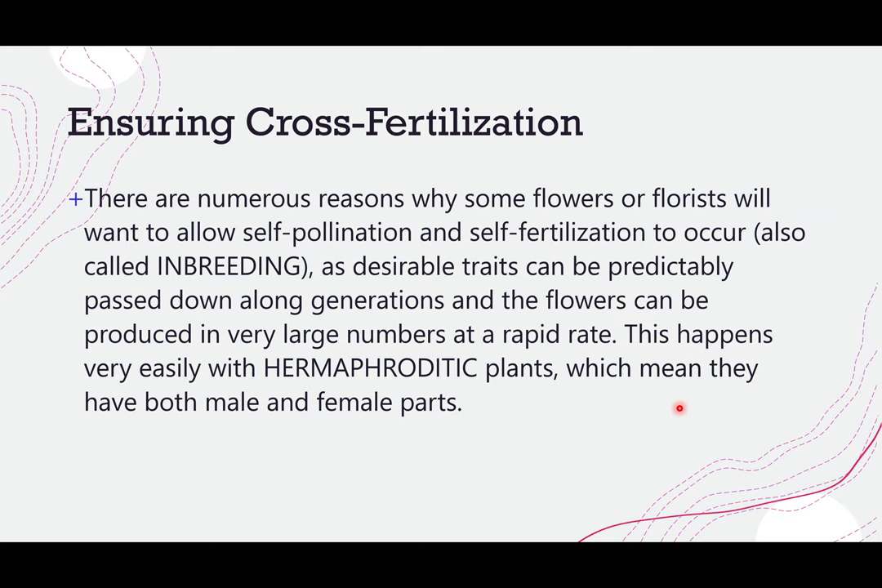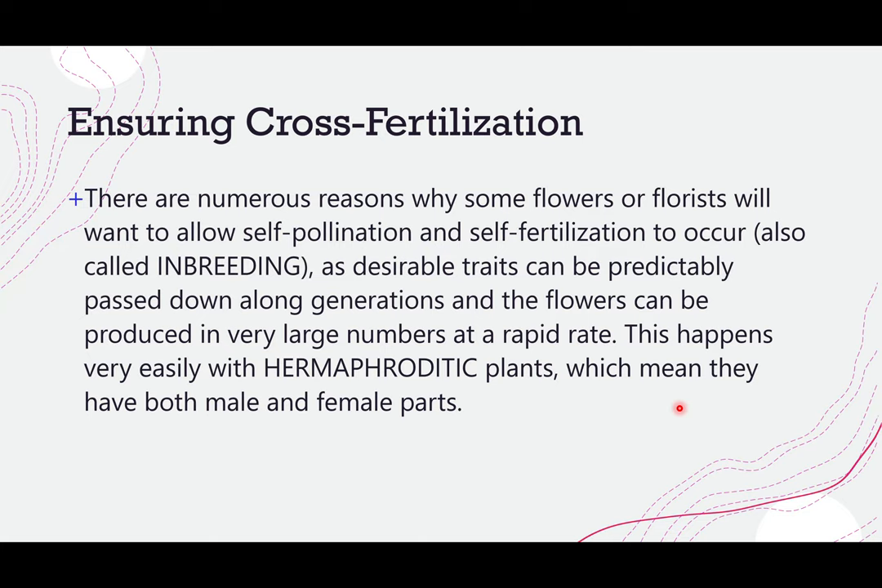So if I want a flower that has the same characteristics as the flower that I had before, then self-pollination, and I'll basically get back a copy of the other flower, but sexually and not asexually, all right? And it's also used to produce large numbers at a very rapid rate. Because if you only need one individual to produce offspring, as opposed to two individuals, then it's going to be much faster.